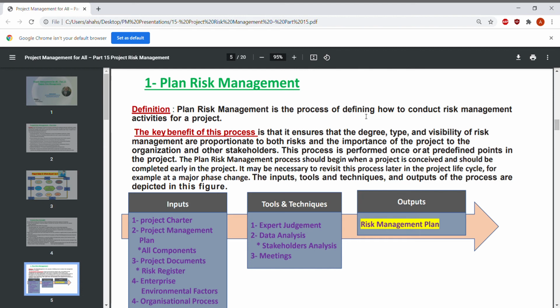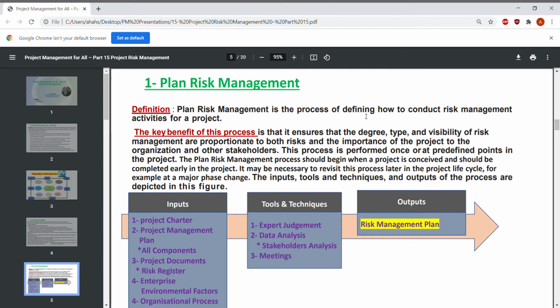This process is performed once or at predefined points in the project. So it's not continuous like other processes. The plan risk management process should begin when a project is conceived and should be completed early in the project. So this has to be done in the planning stage of the project. The inputs, tools, and techniques and outputs of this process are depicted in this figure.